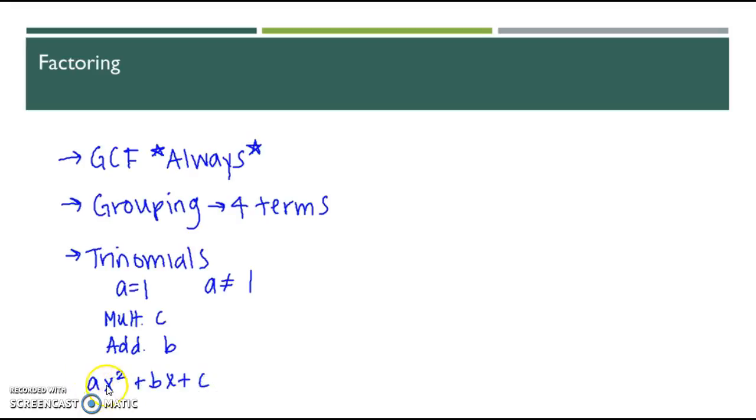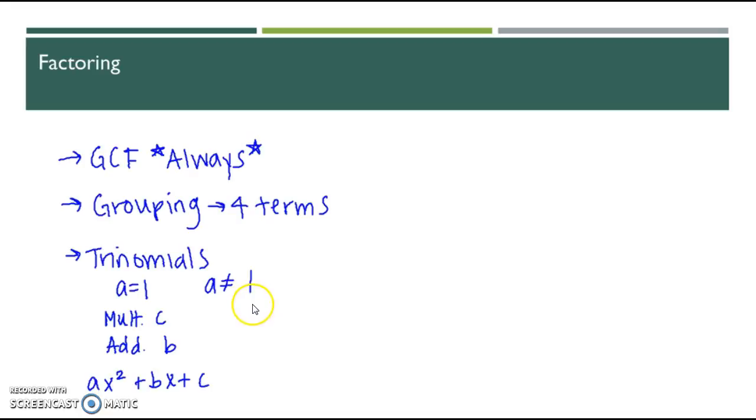So a is 1, so we start with just x squared. We want to multiply to c, add to b. If a is not 1, it's not as simple anymore because we have to start figuring out what's going to multiply when we FOIL it out to get all three of those terms in our trinomial.